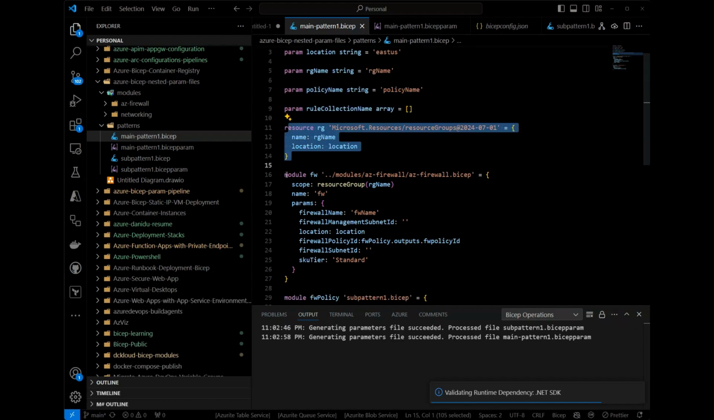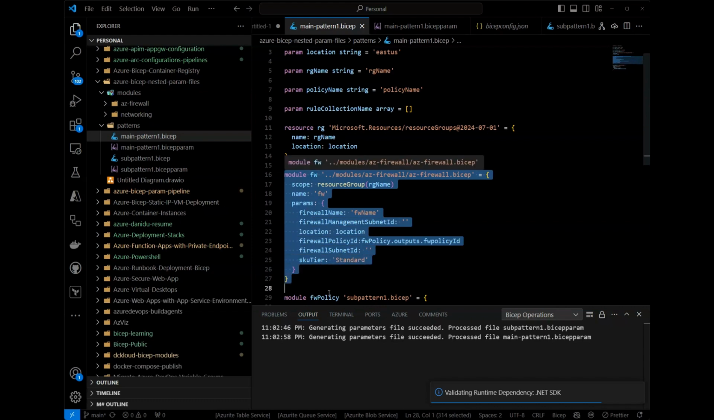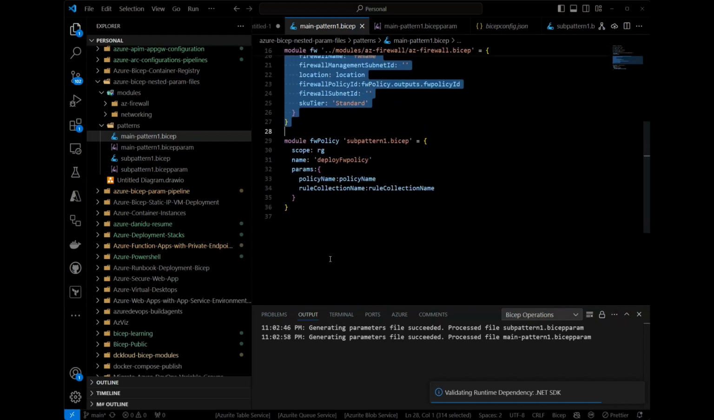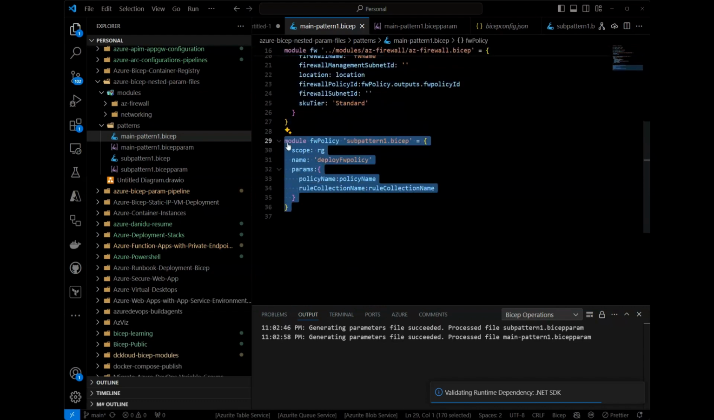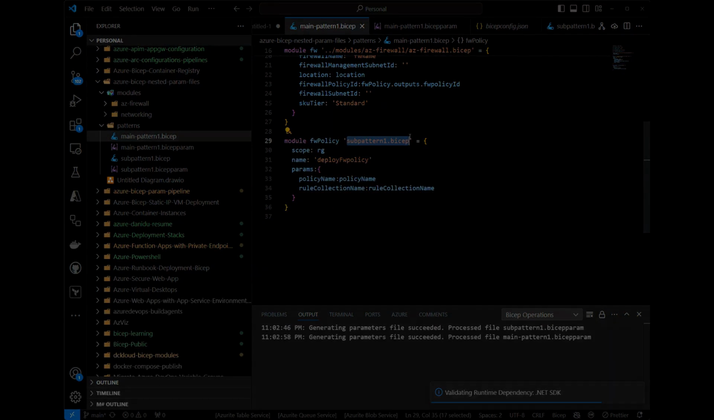In production environments, we normally use main pattern file kind of Bicep files to do initial deployments or one-off deployments, and we do use sub-pattern files to do day-to-day actions. So let's look at the nested parameters now.